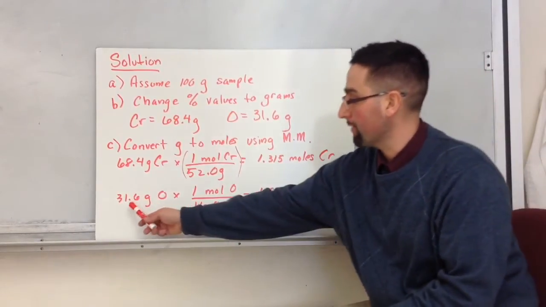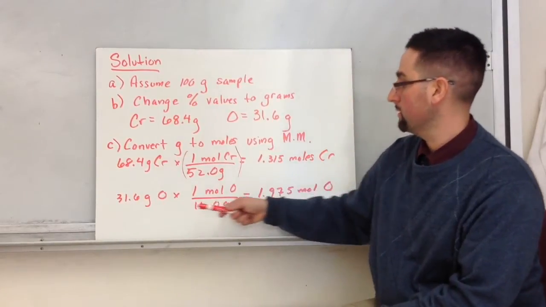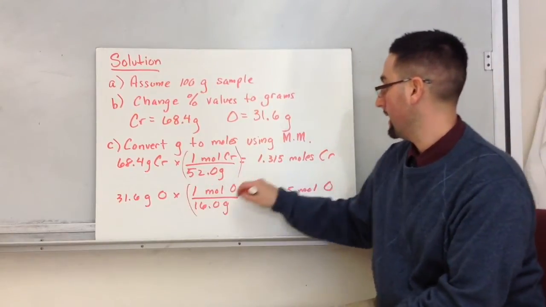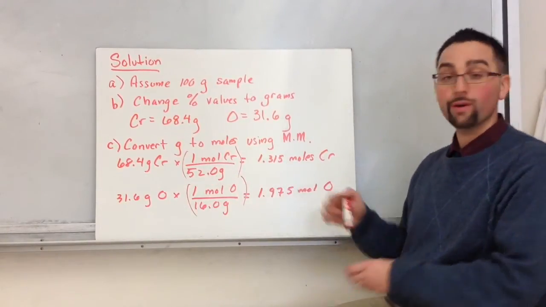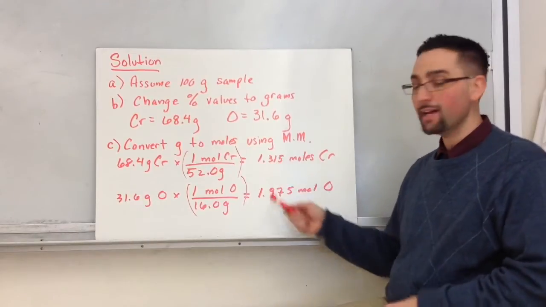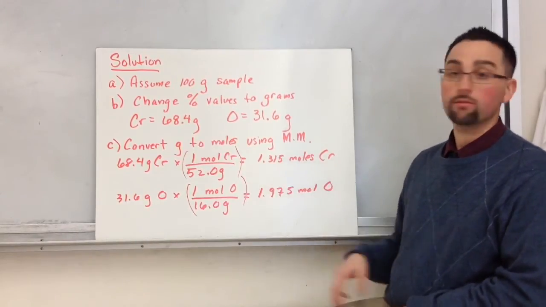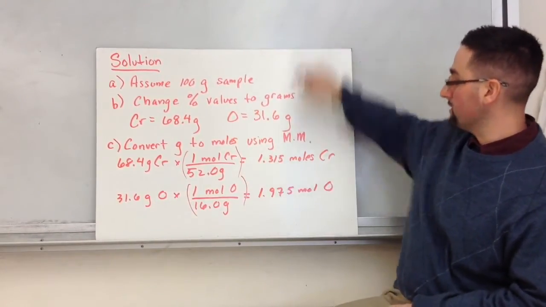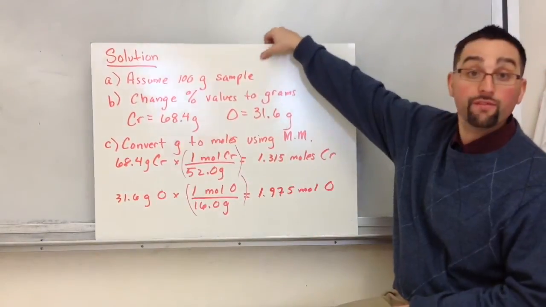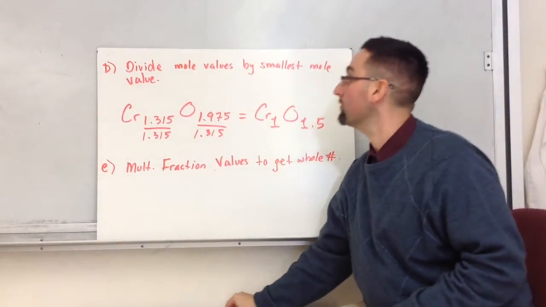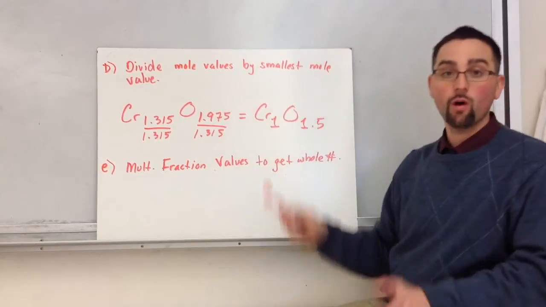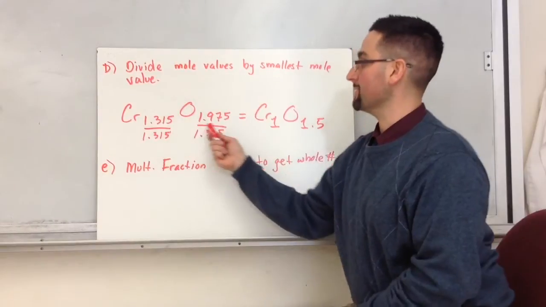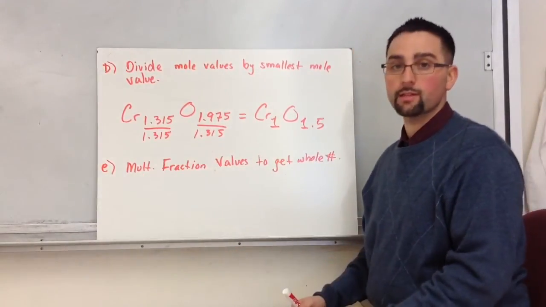Okay. I've got 31.6 grams of oxygen divided by the molar mass, which is 16 grams of oxygen, and I get 1.975. I cannot keep it like this, right? They're not whole numbers. So what I'm going to do is I'm going to take the smaller of these two numbers, the 1.315, and I'm going to divide my mole values by the smallest. Now, once again, why do we do that? We can't leave this formula like this. This is weird, right? We don't write chemical formulas like this.